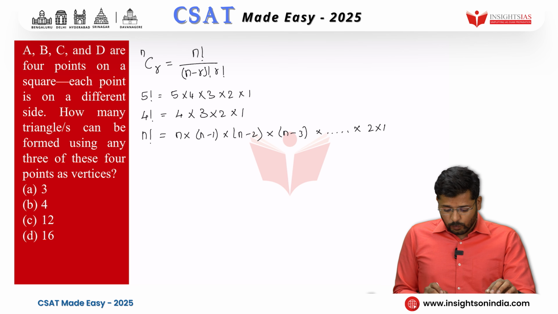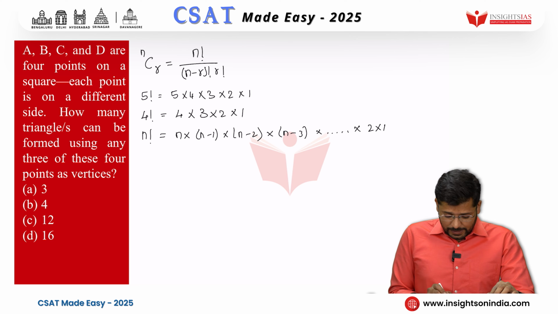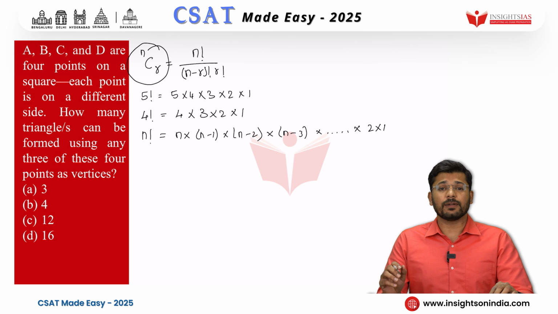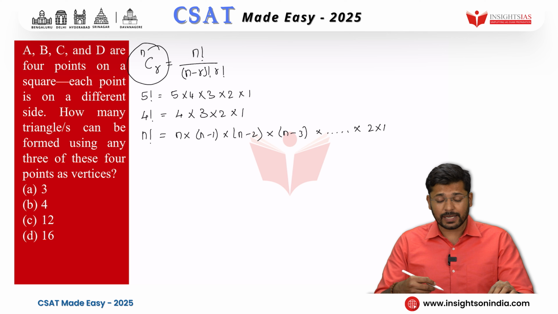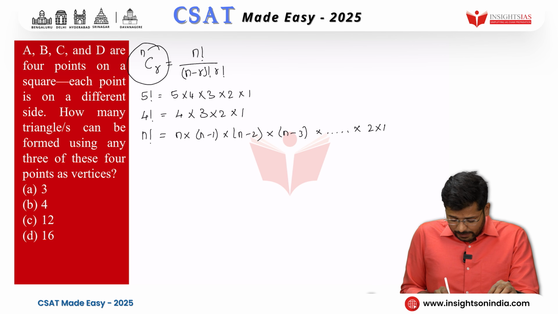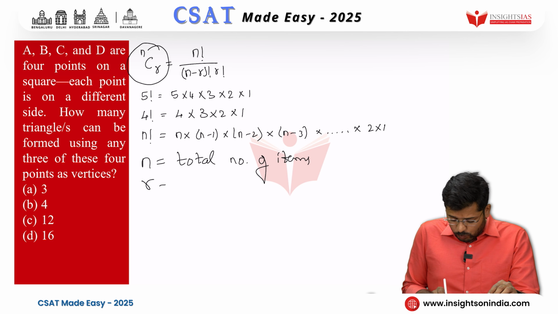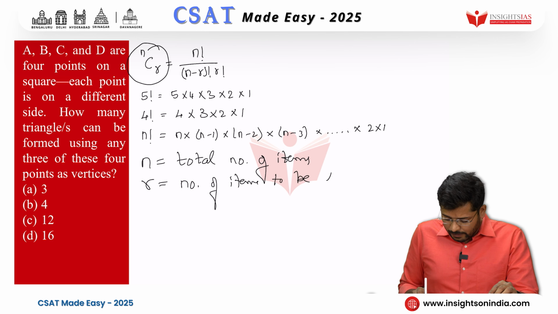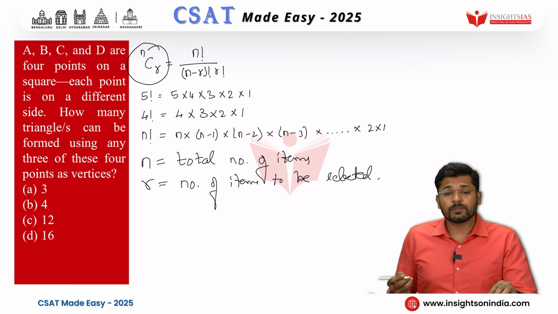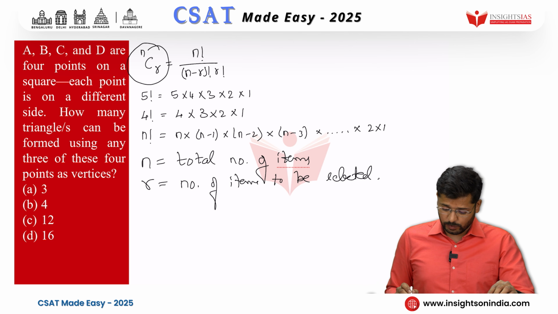Okay. But what is this nCr? nCr denotes that there are a total of n number of items, out of which you need to select r number of items. And in how many ways can you do that? You can do that in n factorial divided by (n minus r) factorial into r factorial ways. Here n is the total number of items and r would be the number of items to be selected. So in simpler words, combination is always selection.